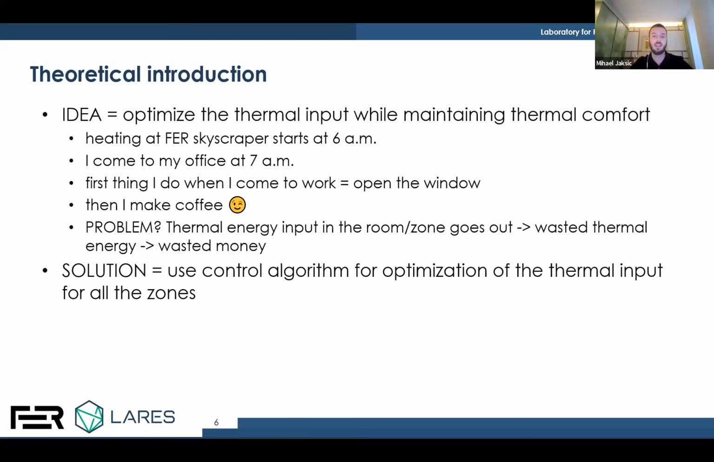The solution is actually to use a control algorithm for optimization of the thermal input for all the zones, or basically to find in future an algorithm that would predict my behavior, that the moment I come to work, I open the window, and then use it as a part of the control algorithm for thermal input. Basically, that algorithm would probably not turn on the heating or cooling before I close the window. And that would save 1 hour of energy, and that is just for my part, just for my office. And we have 246 offices in that building.